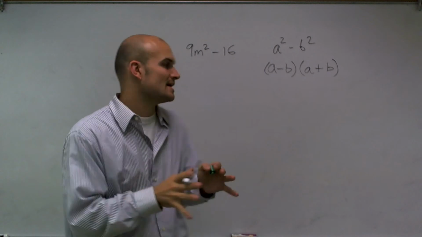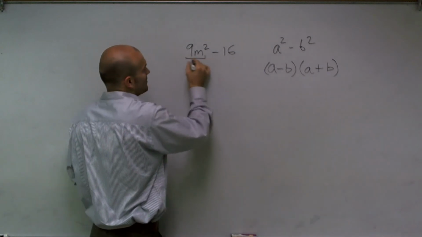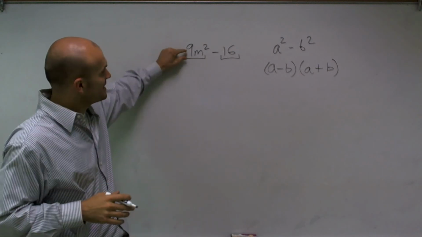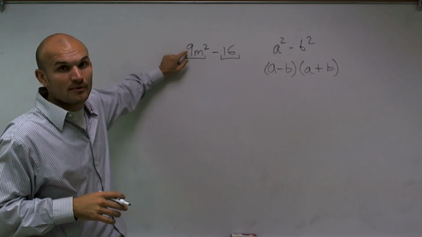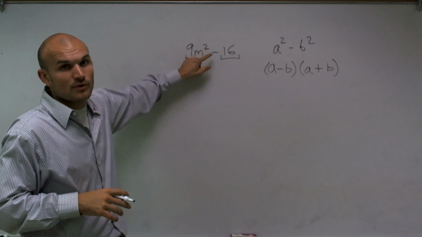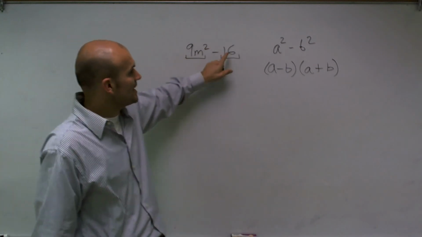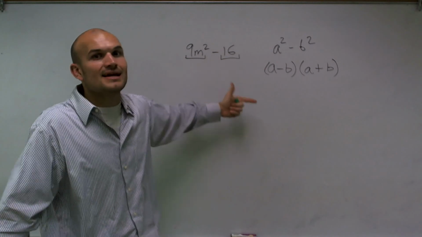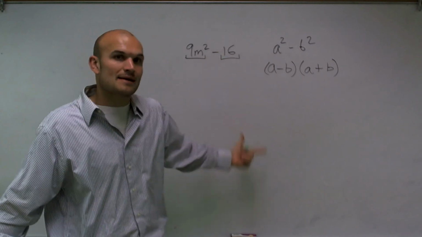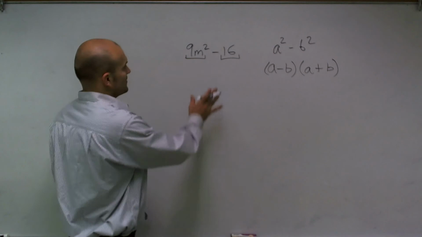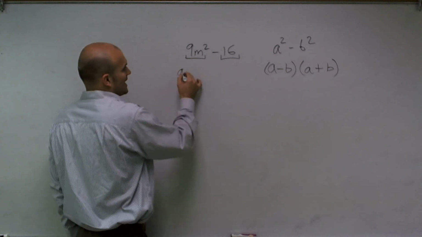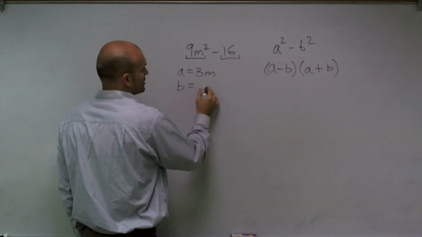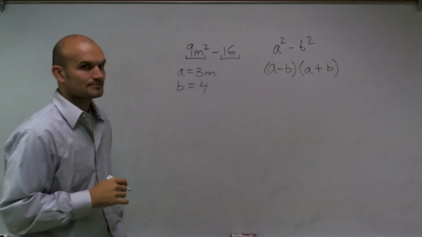So now I want to see, can I rewrite my first term as a square number? You could say, yes, 9 is a square number as 3 times 3, and m squared is a square as m times m. Then I look at the next one. Is 16 a square number? You could say, yes. 4 times 4 gives you 16. So therefore, I can say that a could be 3m, and b could equal 4.